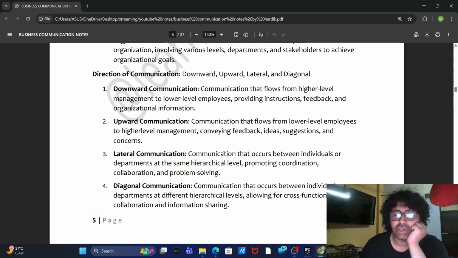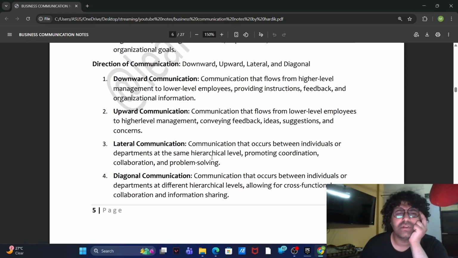Different directions of communication: downward, upward, lateral, and diagonal. Downward communication. I've already discussed this one. Communication that flows from high level management to low level employees, providing instructions, feedback, organizational information.